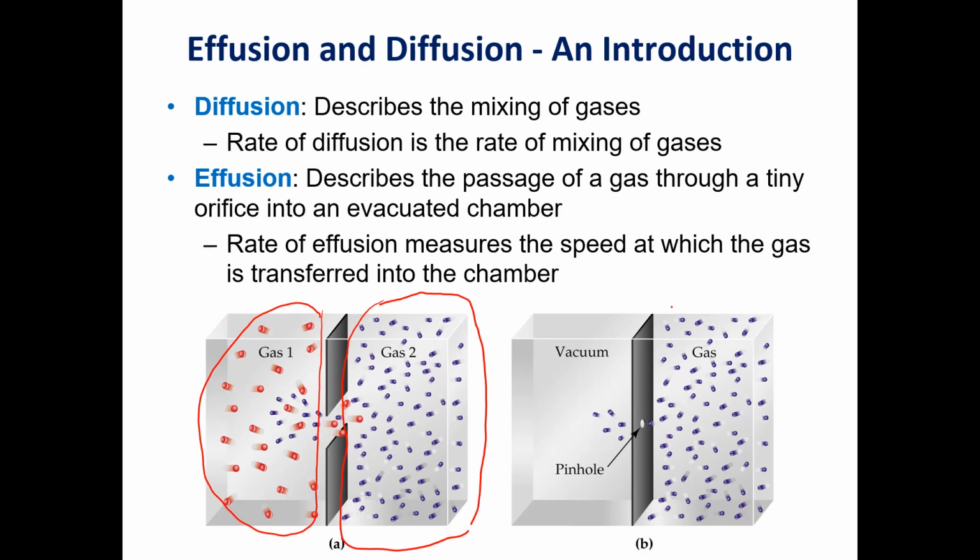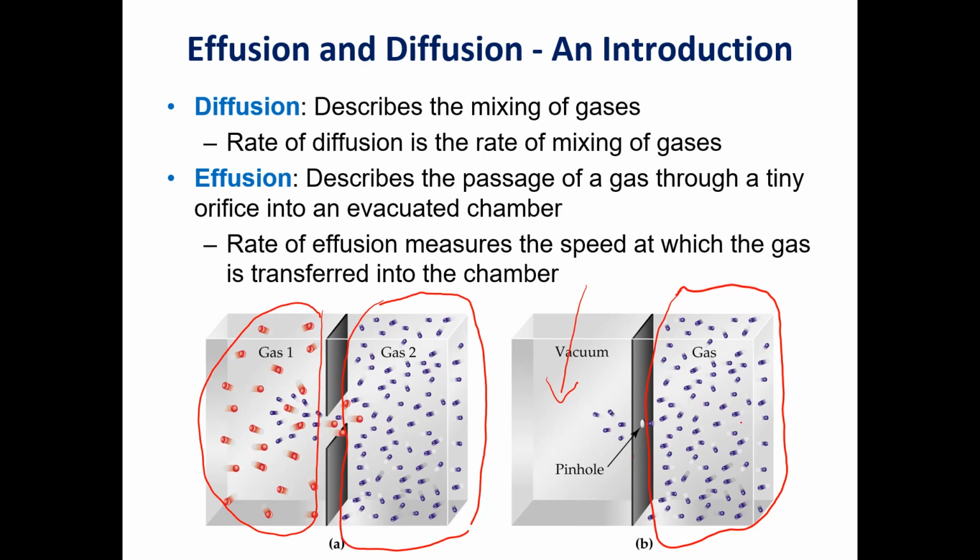Effusion is the passage of a gas through a tiny hole in a container. For example, if I have my container here, which has my gas, which is these purple particles here, and then I have the other side of my container, which is a vacuum, meaning there are no particles in there. If I poke a tiny pinhole in this partition, then the gas in this container is going to diffuse through that pinhole, and eventually I'm going to have gas particles on the other side of my container.